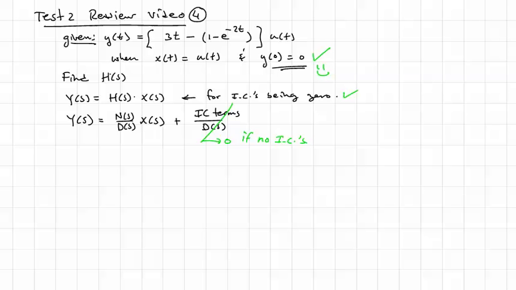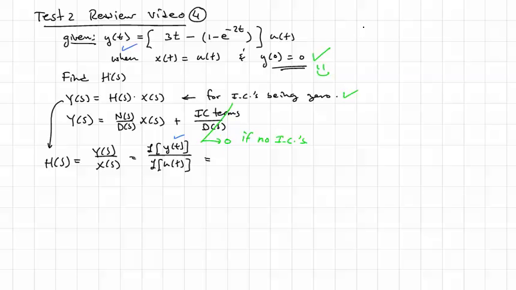So that's good. So the approach is that we're going to find h of s by simply taking the ratio of y of s over x of s. Y of s in this case is just the Laplace transform of y of t, and that we've been given. Right? We've been given y of t, so we'll put that in there. And then x of s has been given. It's a unit step, so it's the Laplace transform of the unit step. So we have that. Okay. So we're good to go.